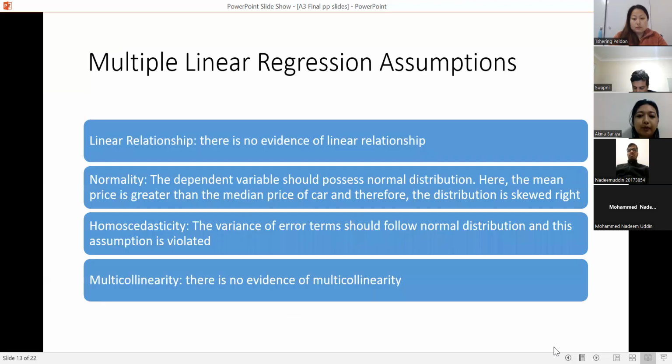Yep, next one. The multiple linear regression assumptions. We have four of them. That is linear relationship: there is no evidence of a linear relationship. Normality: the dependent variable should possess a normal distribution, where the mean price is greater than the median price of the car, and therefore the distribution is skewed right. Homoscedasticity: the variance of error terms should follow a normal distribution, and this assumption is also violated. Multicollinearity: there is no evidence of multicollinearity in this case.